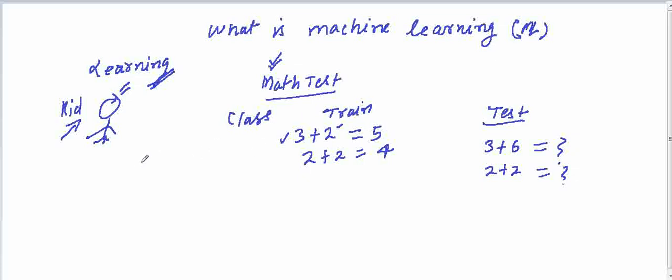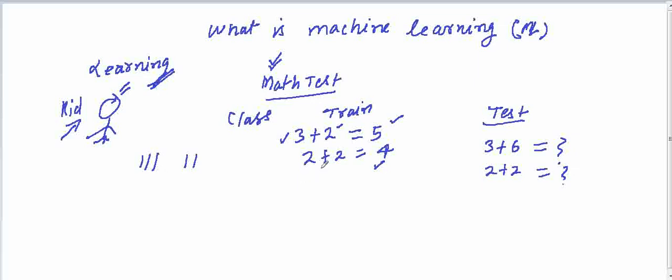Okay, now you count 1, 2, 3 and then 2. So now again you count 1, 2, 3, 4 and 5. So the answer is 5. 2 plus 2, in a similar way, is 4. So the teacher is actually training you in the class.